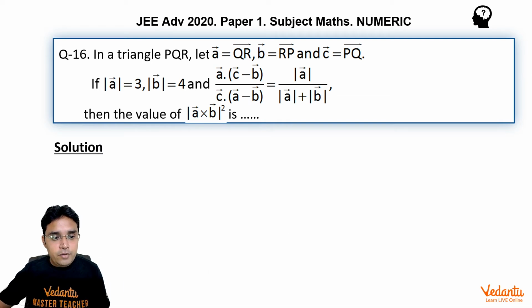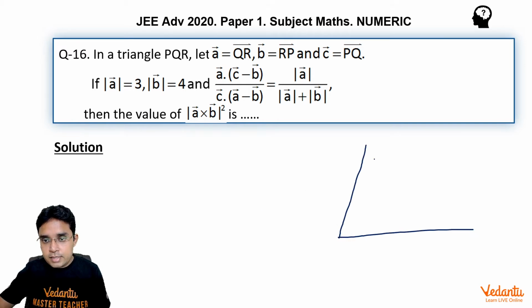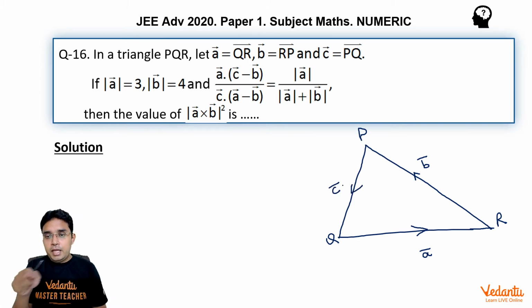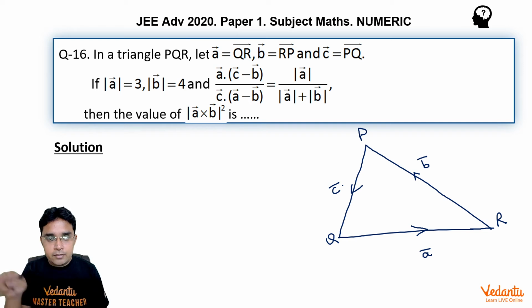First of all, we are given a triangle here, triangle PQR, and some vectors are associated to the sides of this triangle. So let us see how these vectors are associated. If this is P, this is Q, this is R, we are given QR as vector A, RP as vector B, and PQ as vector C. So we can see that A, B, C are in a cyclic order.